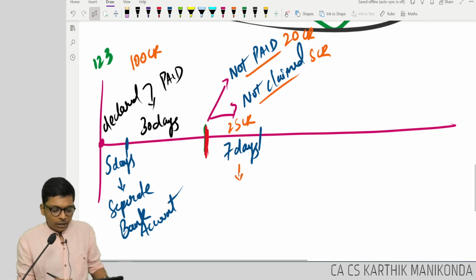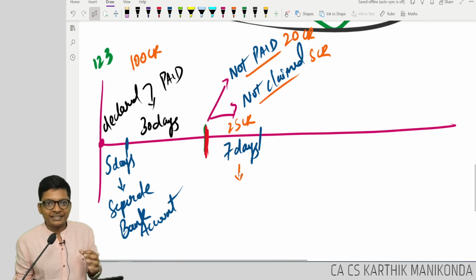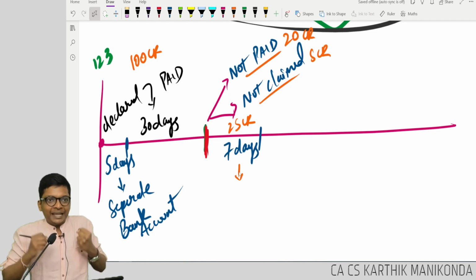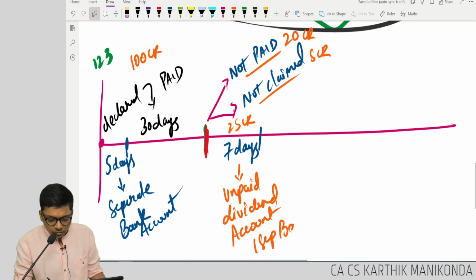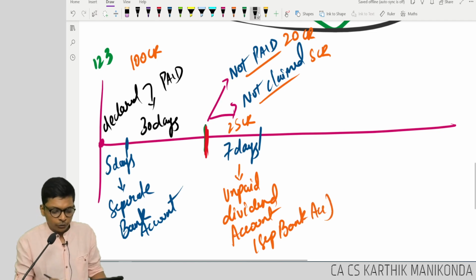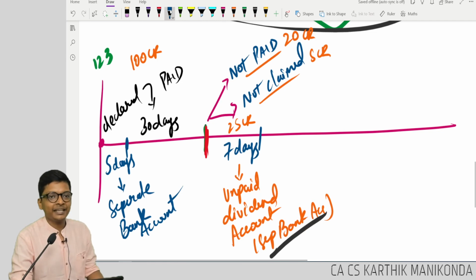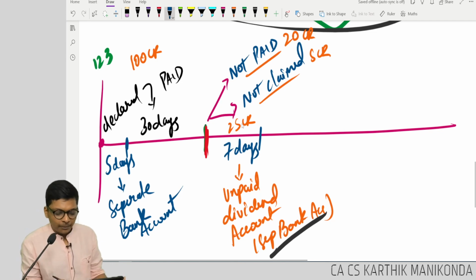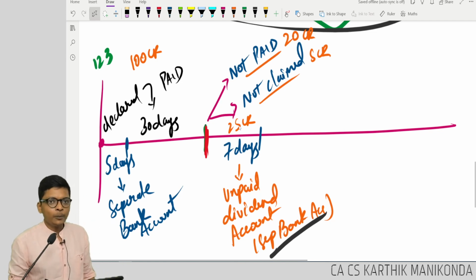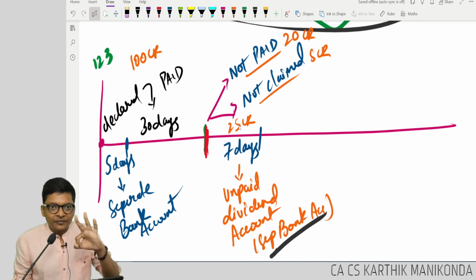So the law says, within 7 days of expiry of 30 days, transfer this unpaid dividend to an account called the unpaid dividend account. This is also a separate bank account. Are you following, guys? Are you understanding? So this unpaid dividend should be transferred to another account called the unpaid dividend account, in a separate bank account. How much in our example? 25 crores. Within how many days? 7 days after expiry of 30 days.